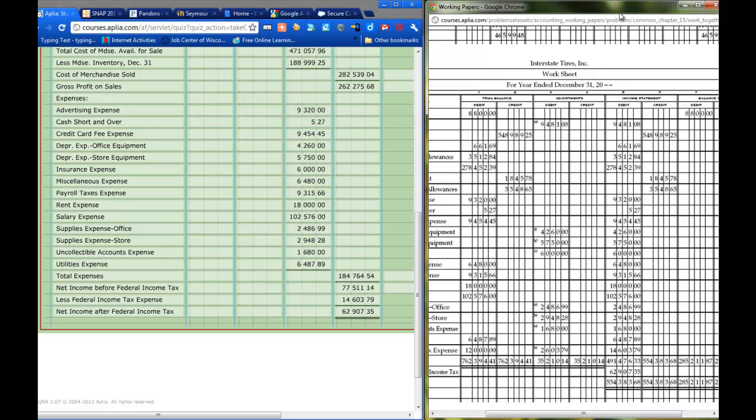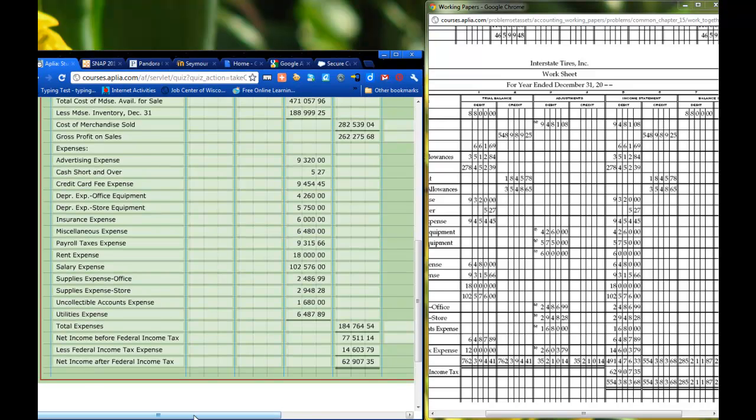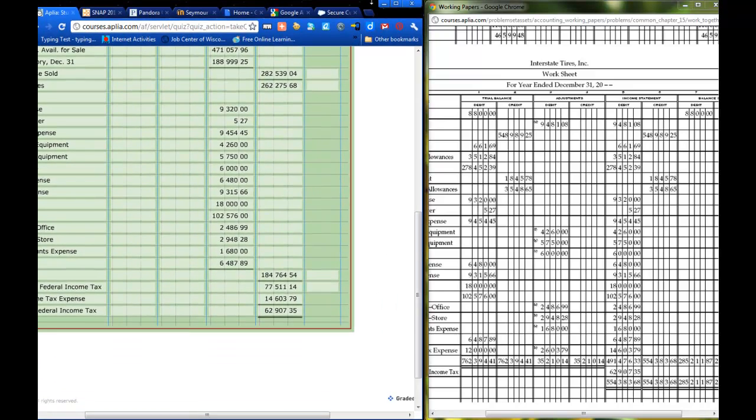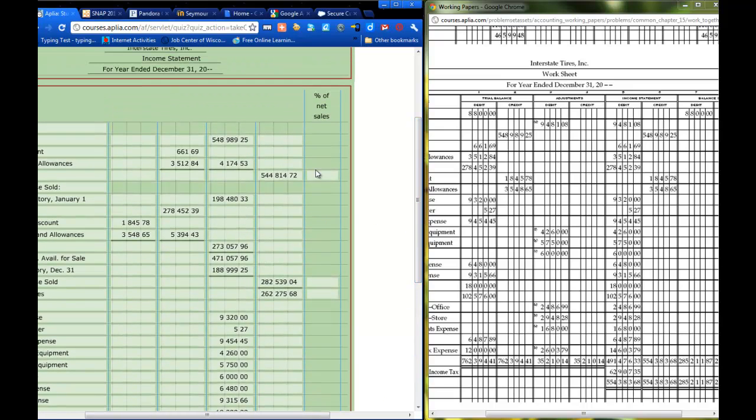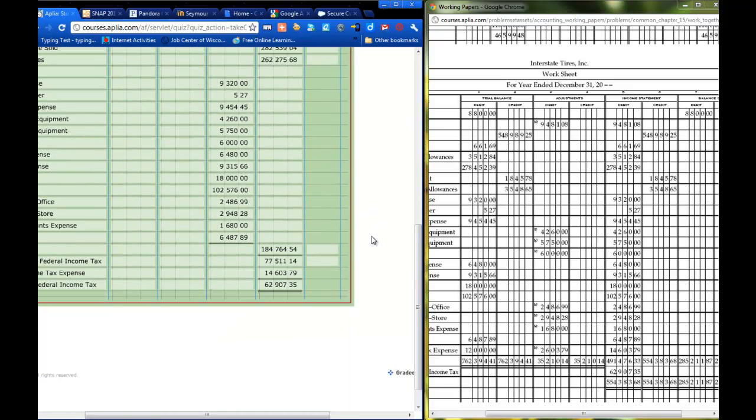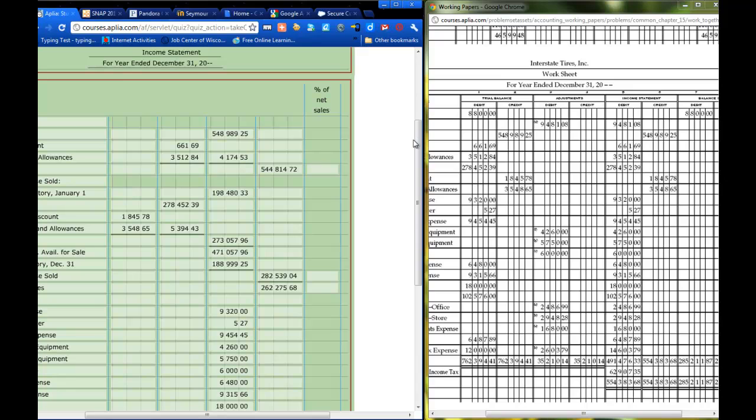Now, the last thing that we have to do on our income statement is to go through and calculate our percent of sales. And we are going to calculate that on all of these ones that are in the right-hand column, except for everything after our federal income tax. Okay? Now, the heading of the column says percent of net sales. So whatever the number is, I have to divide by my net sales. So what happens if I divide a number by itself? What percent do I have? 100. So this first one up here, when you divide sales by sales, it will always give you 100%.